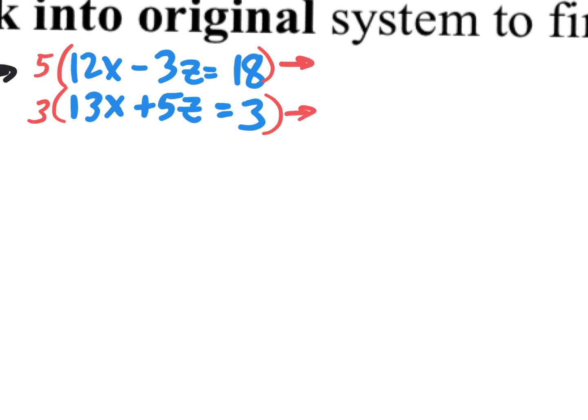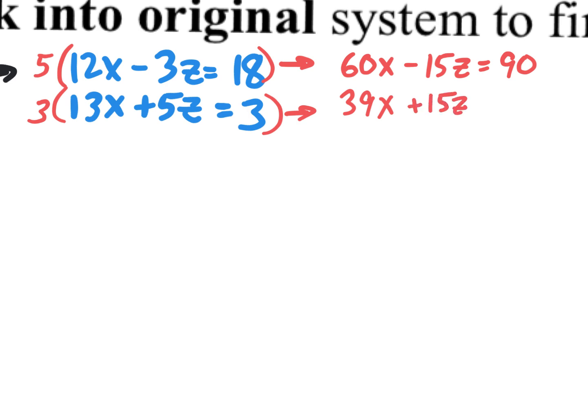So again, very important that you write nice and neat, draw arrows wherever your new equations are going when you're modifying them. So up on top, 5 times 12 is 60, and we are talking about x's. And then we go 5 times negative 3, that's negative 15, and we are talking about z's. And then 5 times 18, that's 90. Yeah. Okay, thank you. And yeah, a lot of opportunities for mistakes here. Be very careful. I recommend using a calculator. The bottom one, 3 times 13, that is 39 with an x. 3 times 5 is 15, positive 15 with the z. And then 3 times 3 is 9.